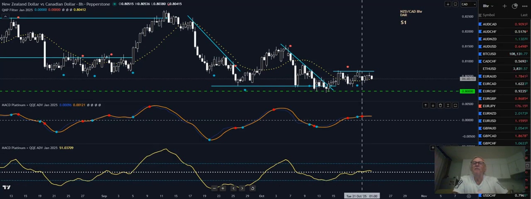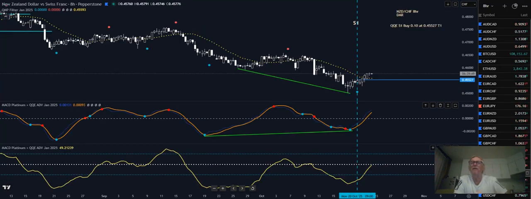New Zealand CAD, nothing happening at the moment. We've got a red dot on the MACD platinum above the zero level. But as you can see, the QQE is around the 50 level. Look, I probably would take a sell based on this resistance level. As I said, it's a pair that moves nicely, and I'm quite happy to trade any direction on the New Zealand CAD most of the time. As much as I complain about it, sometimes on the daily chart, it's actually a pretty good pair to trade.